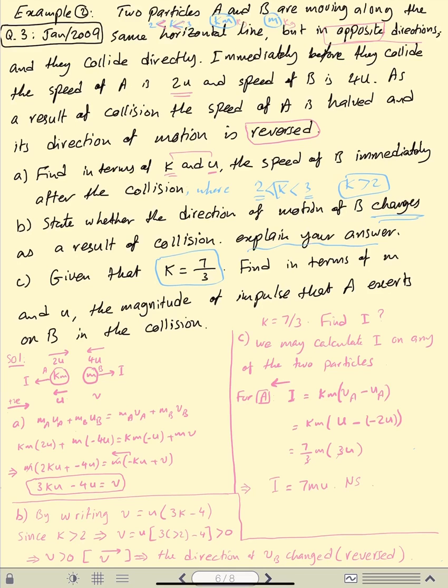But in opposite directions. They collide directly. Immediately before they collide, the speed of A is 2u meters per second. The speed of B is 4u meters per second. As a result of the collision, the speed of A is halved and its direction of motion is reversed. Look, we are told everything in detail. Find in terms of K and U the speed of B immediately after the collision. He reminded us here again where K is greater than 2 and less than 3.